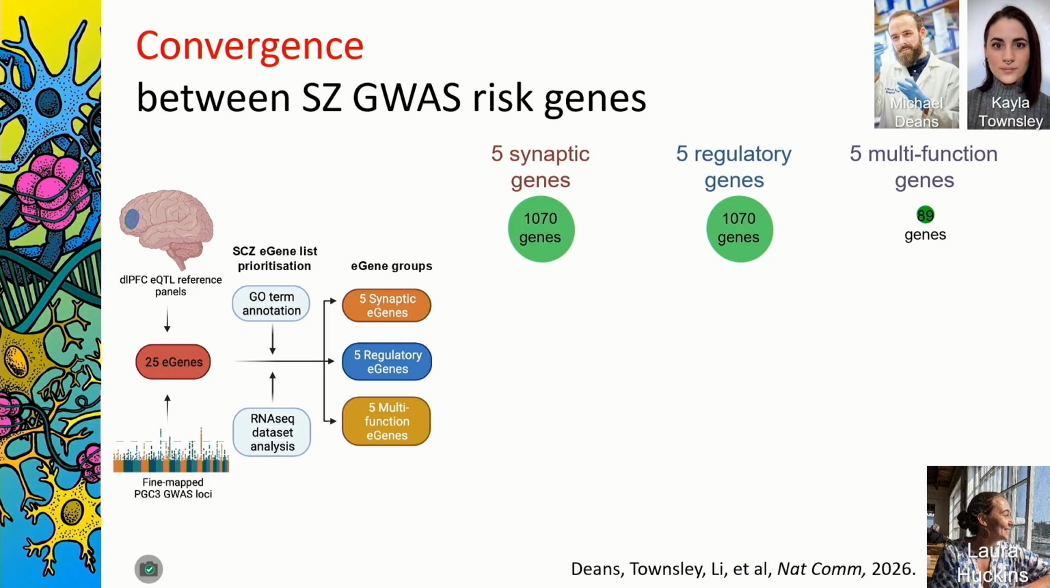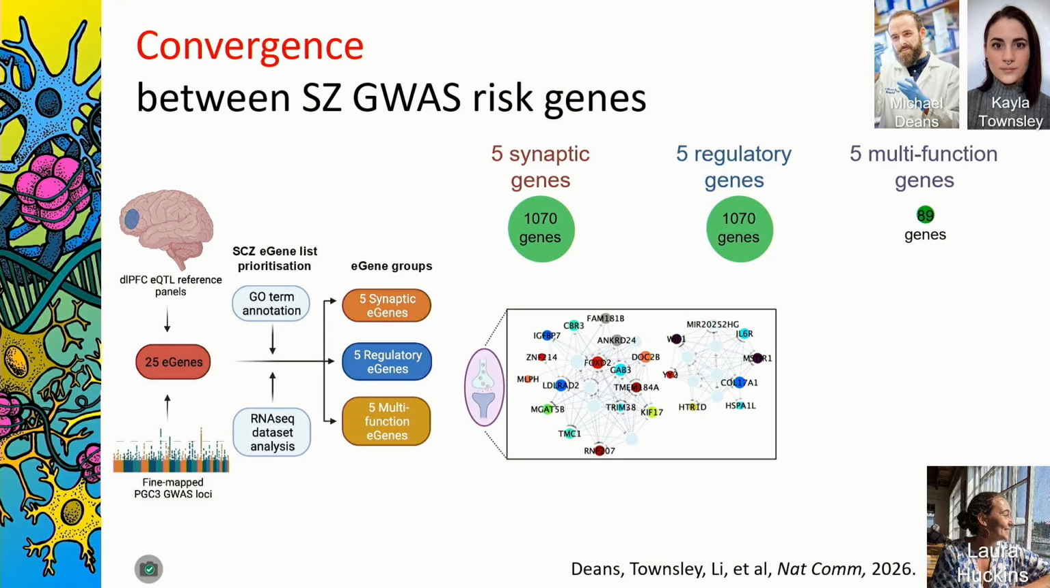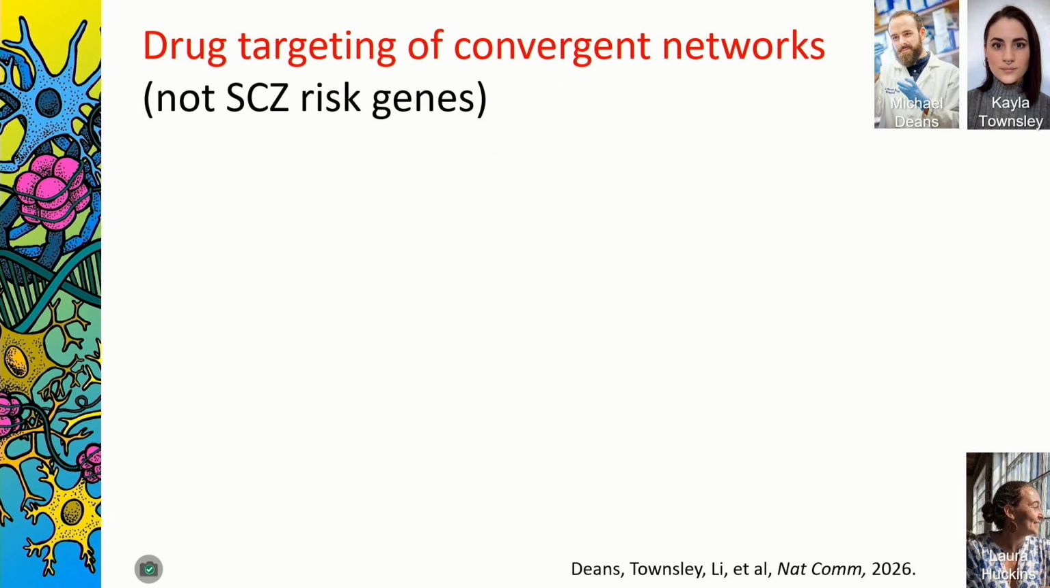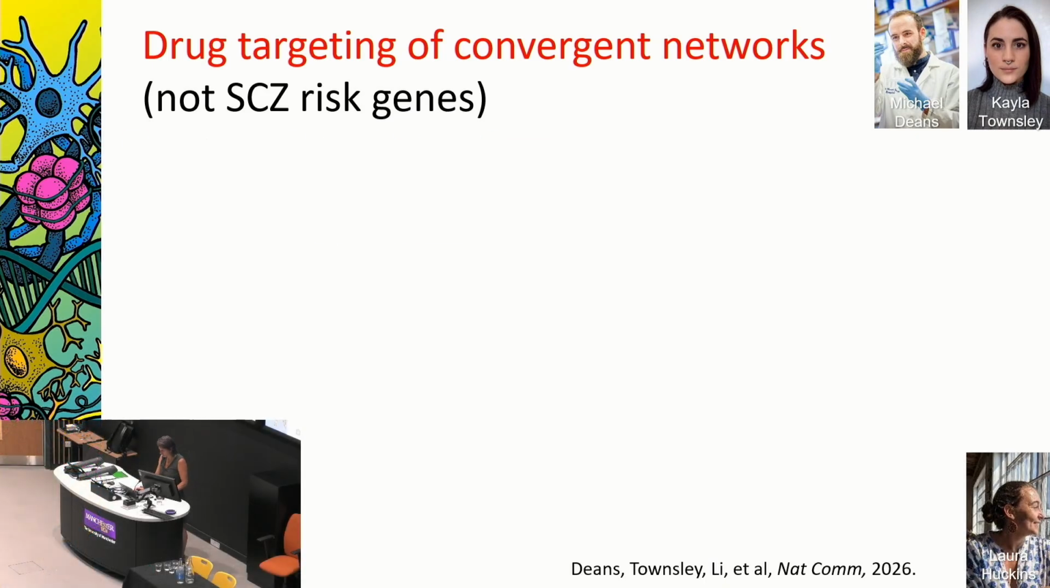I also want to add that the convergent networks were unique between the synaptic genes and the regulatory genes. So unique compositions of networks. They're not the same convergent genes downstream of both groups. We wanted to ask if we could predict drug targets, not the schizophrenia risk genes, but in the downstream convergent targets. Do we have to reverse schizophrenia risk genes at their source, or can we reverse them downstream?